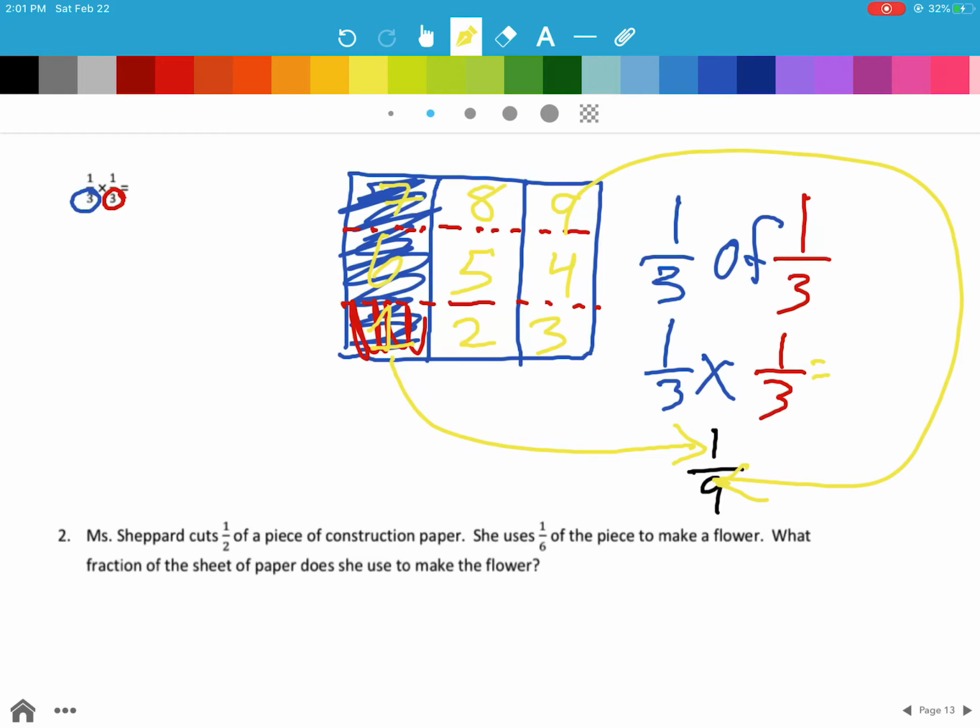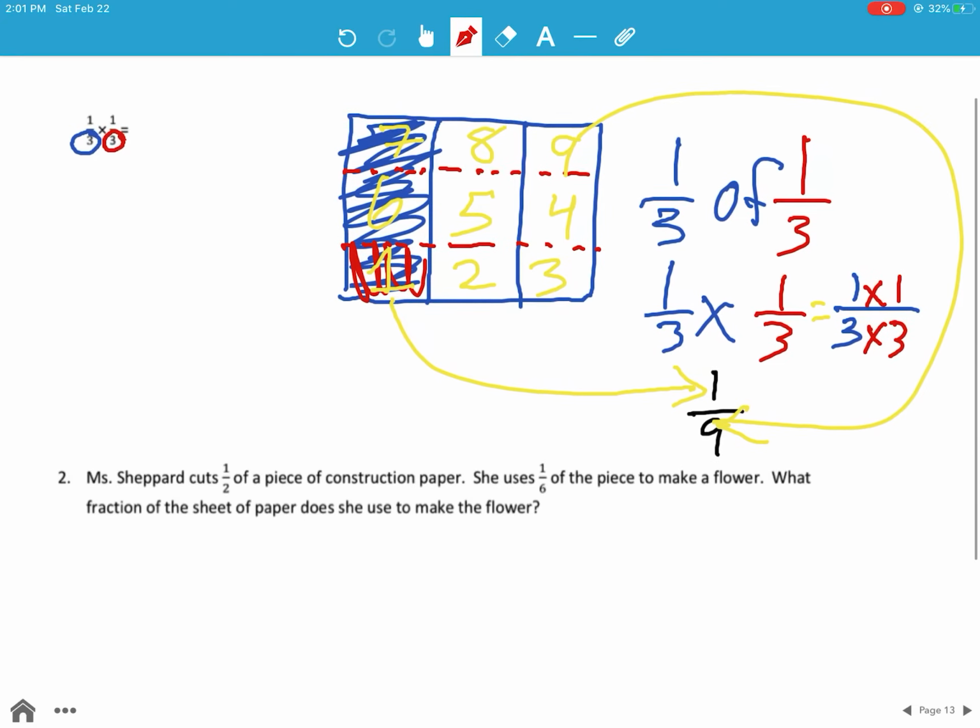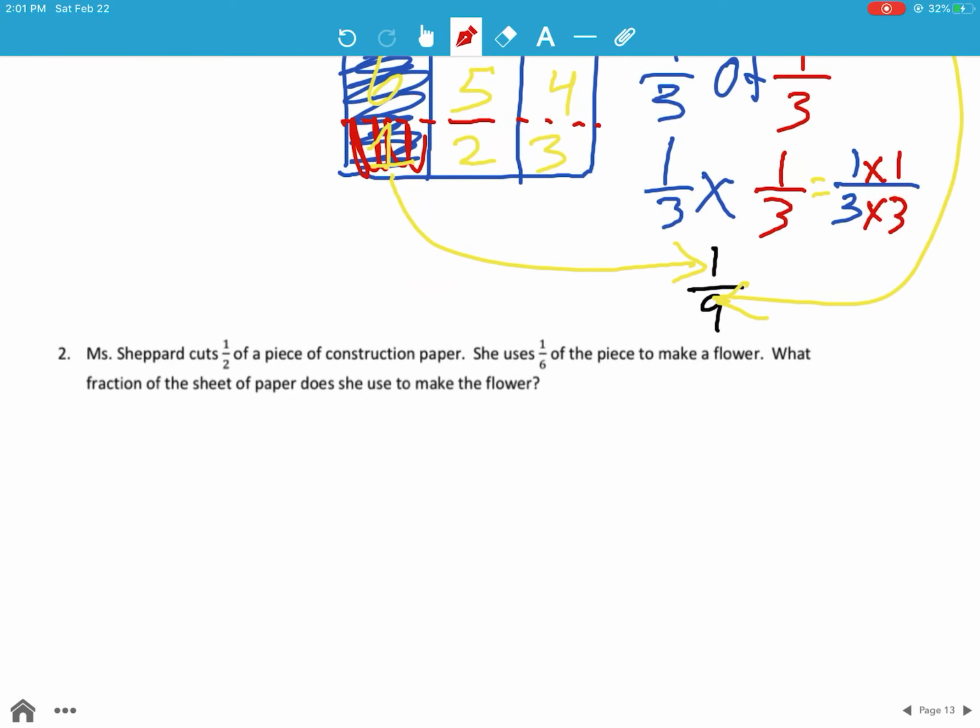You can also see if you go across, it's basically the same as 1 times 1 and 3 times 3. And that gets you the same answer. All right, let's go to the next one.